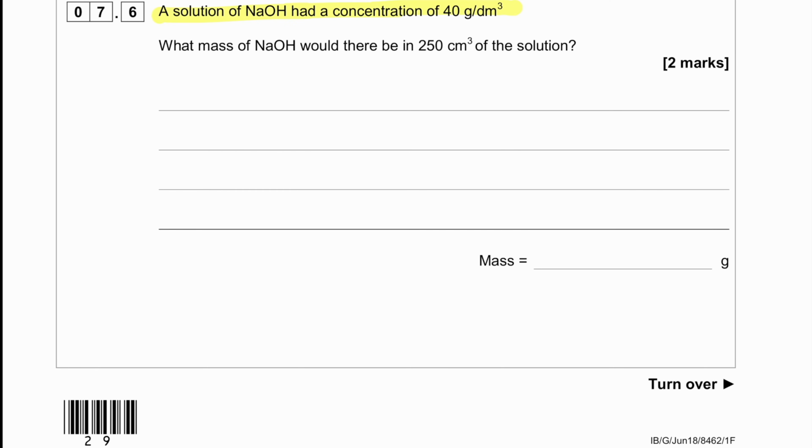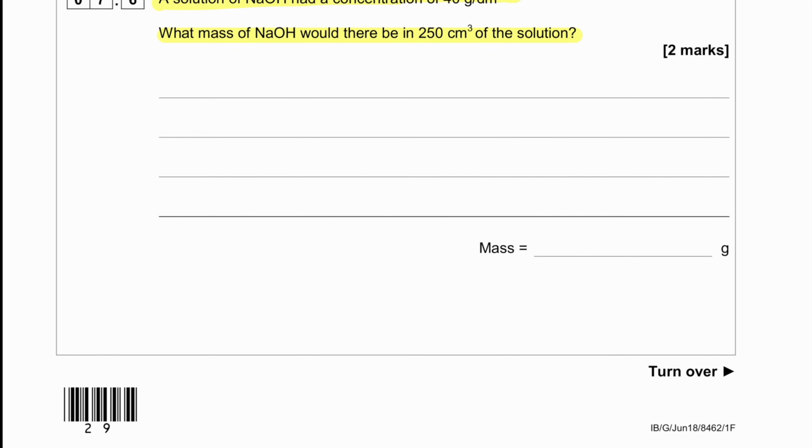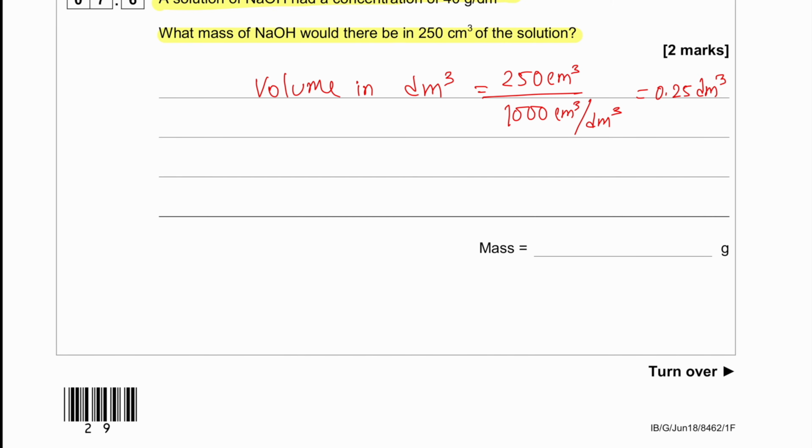A solution of sodium hydroxide has a concentration of 40 g per dm cube. What mass of sodium hydroxide would therefore be in 250 cm cube of the solution? In a question like this, first we need to determine what 250 cm cube equates to in dm cube. We divide 250 cm cube by 1000 cm cube per dm cube, which gives 0.25 dm cube. So we require not 1 dm cube but 0.25 dm cube.